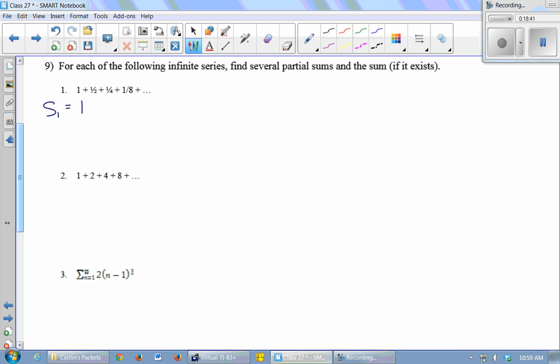The first partial sum. S2 would be 1 plus a half, or 1 and a half. So the second partial sum is just the sum of the first two terms. The third partial sum is the sum of the first three terms, 1 plus a half plus a fourth, which is 1.75. And then the fourth partial sum is the sum of the first four terms, 1 plus a half plus a fourth plus an eighth, which is, I think, 1.825.